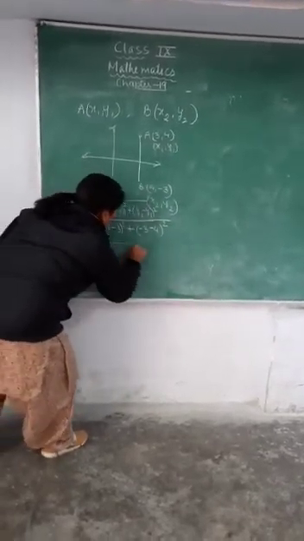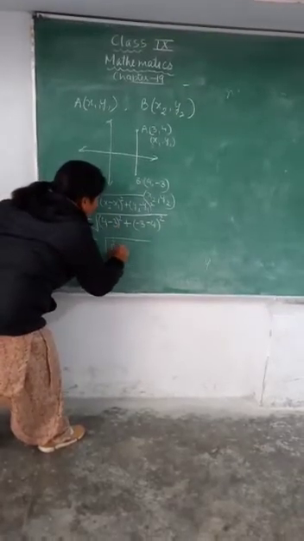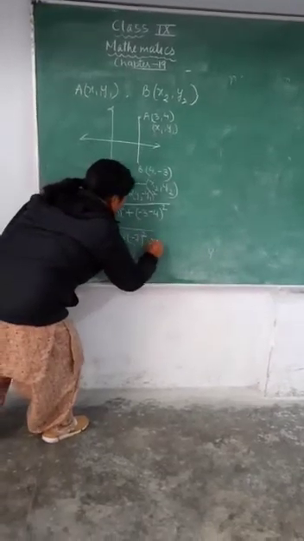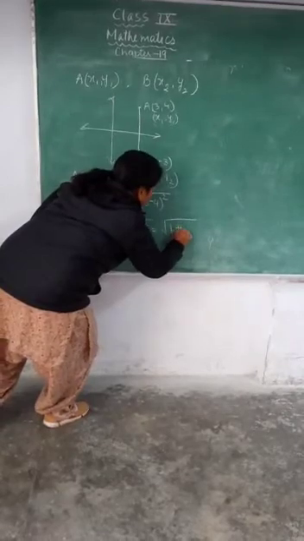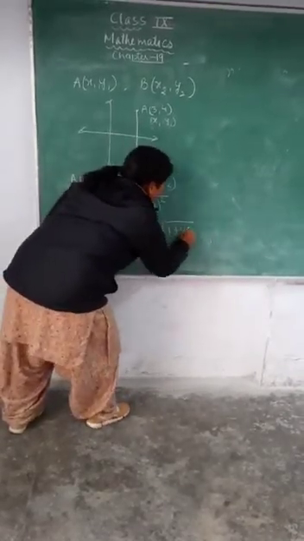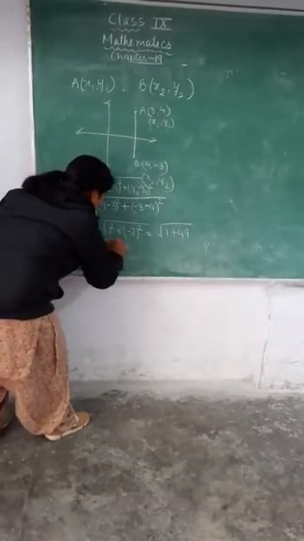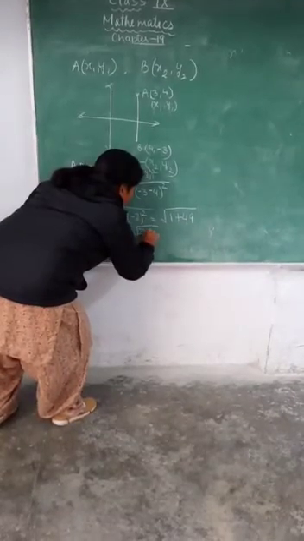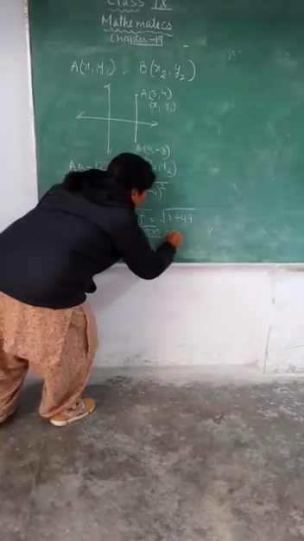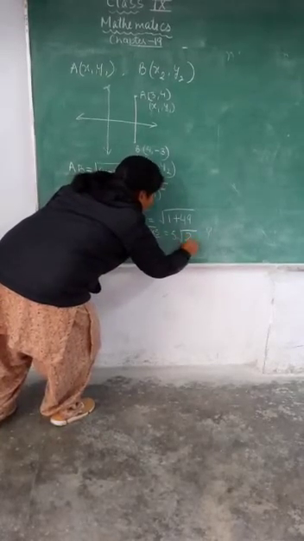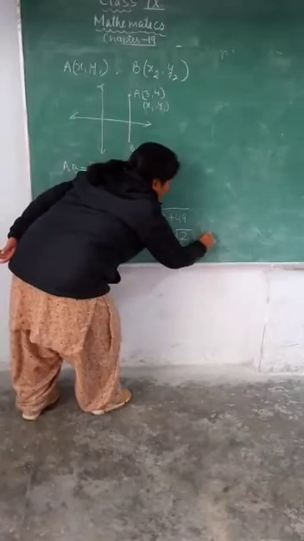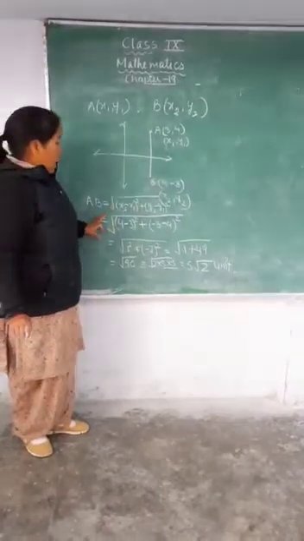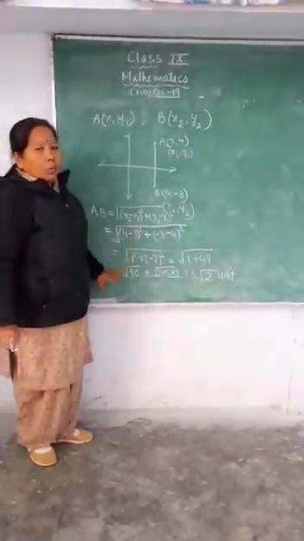So this can be solved like this. 4 minus 3 is 1, squared, and plus minus 3 minus 4 is minus 7, whole squared. So the square of 1 is 1 and the square of minus 7 is plus 49. So this will be equal to under root 50, and under root 50 can be written as 2 multiplied by 5 multiplied by 5, and this 5 will come out from the root sign. 5 root 2 units is the length of AB. So you have to learn this formula so that you can do the questions of the 19th chapter.